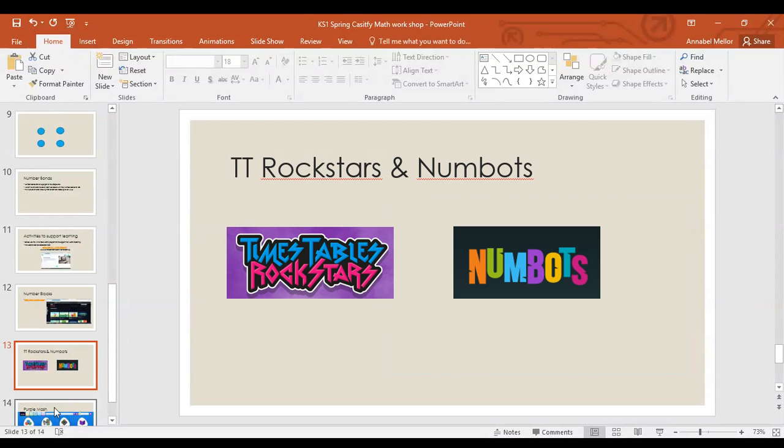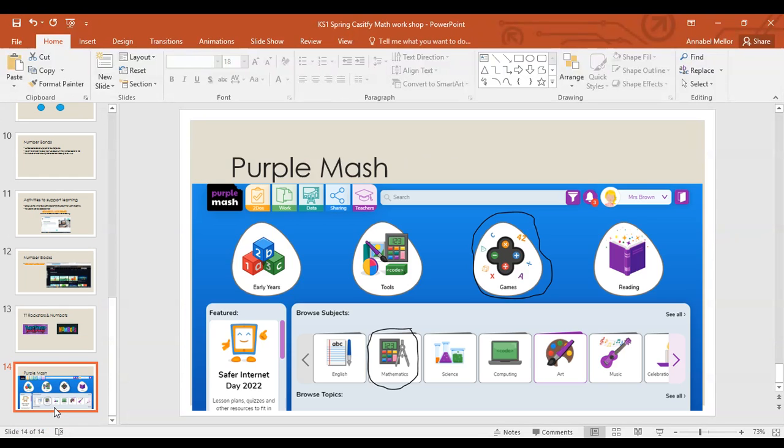The school pay for accounts for TT Rockstars and Numbots for each child at Red Lane. Numbots helps with the number bonds in Year 1, and TT Rockstars progresses onto their multiplication and division facts in Year 2. And finally, Purple Mash is another great resource for mathematics games, as you can see on the screen here. For any of the logins for TT Rockstars, Numbots or Purple Mash, please ask your child's class teacher.